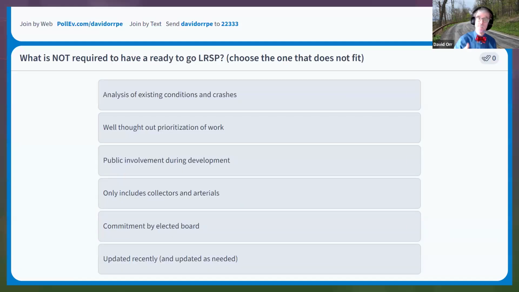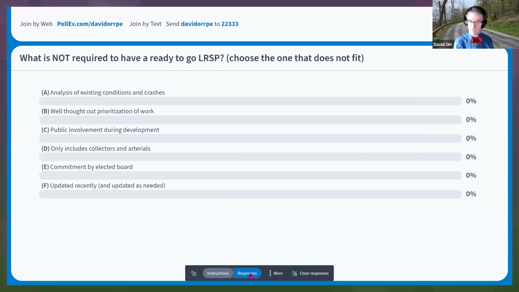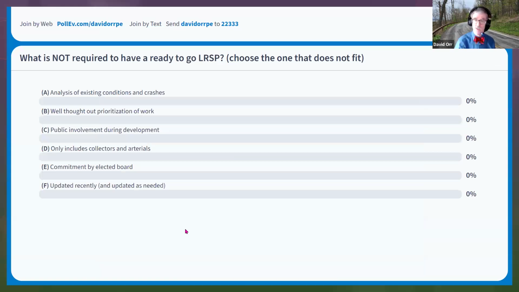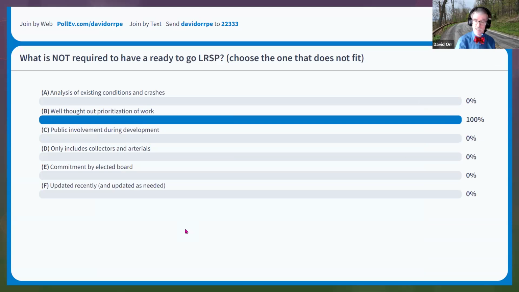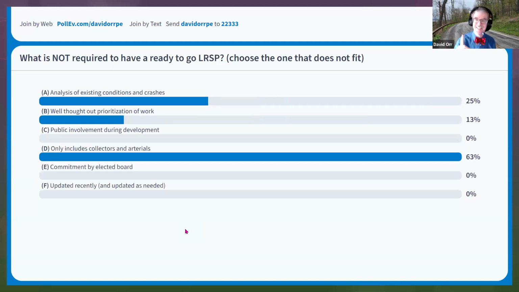Now, in terms of developing a local road safety plan, one of these is not required. Do you need analysis of existing conditions? Do you need well thought out prioritization of work? Public involvement? Only include your collectors and arterials, commitment by the elected board, or updated recently. And again, we talked about whether that's 1 year, 2 years, 3 years, or even 10 years. Which one of these is not required? In fact, has led to some issues.